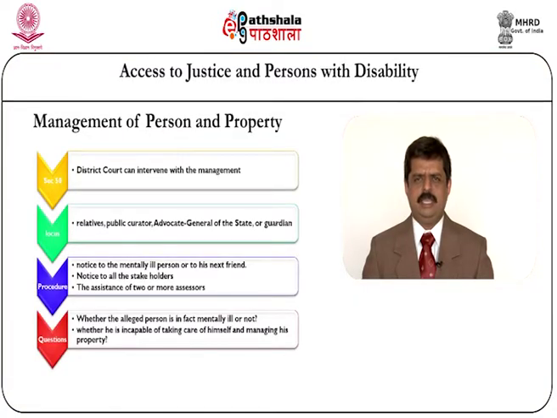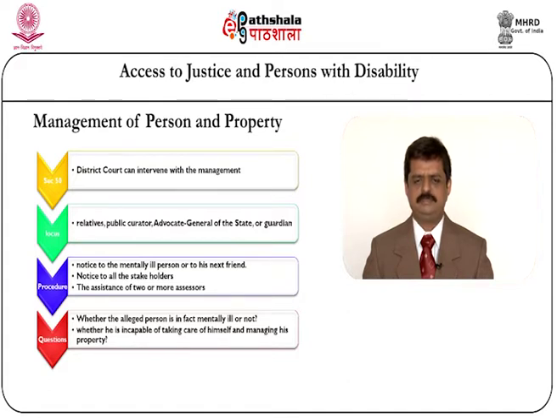So, how does this act provide protection? Section 50 empowers the district court to intervene in the management and also take care of the property. The district court can be intimated or called to intervene not only by a person with mental illness, but by any relatives, next friend, curators, advocate generals.